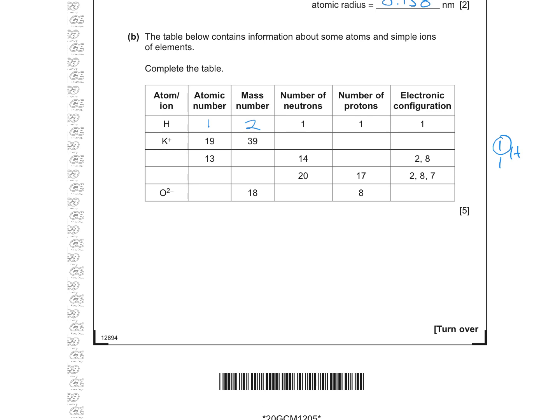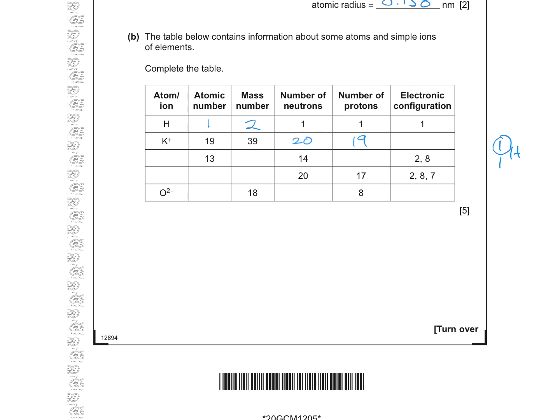Next one then is K+, that's an ion. Atomic number 19, that identifies it as being based on potassium. The number of neutrons, well, mass number minus atomic number equals the number of neutrons. So this is going to be 20. It's just 39 minus 19. The number of protons, well, the atomic number is the number of protons. That's the definition of atomic number. So that's going to be 19.